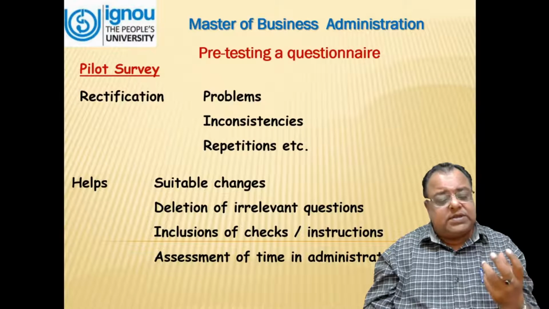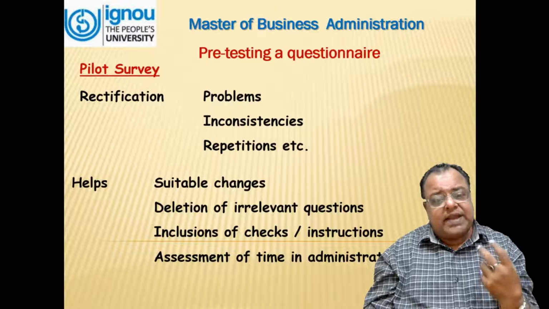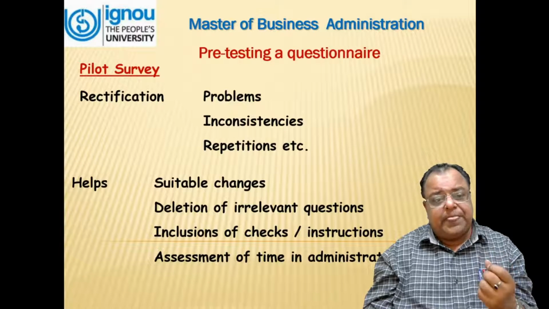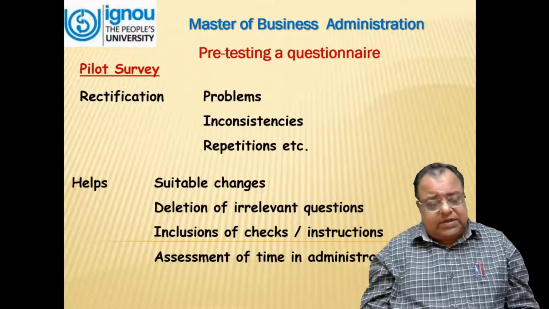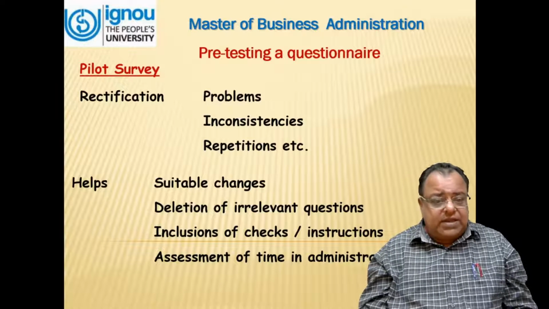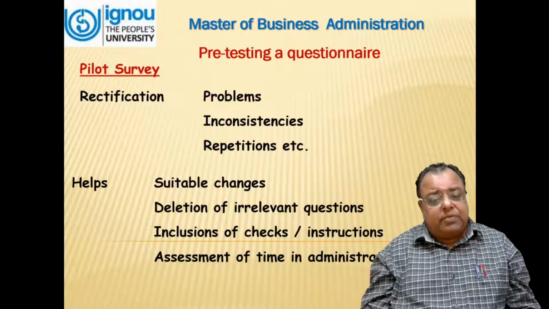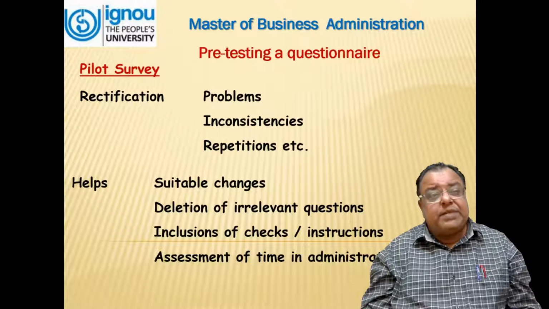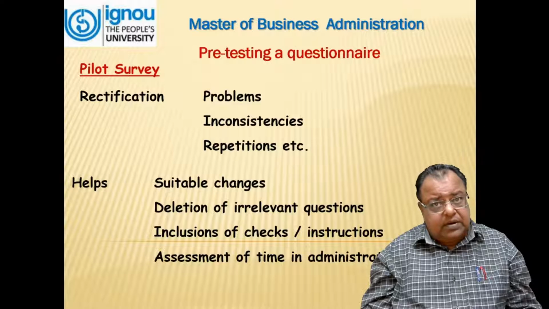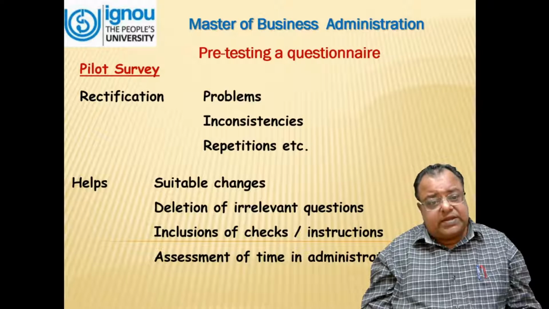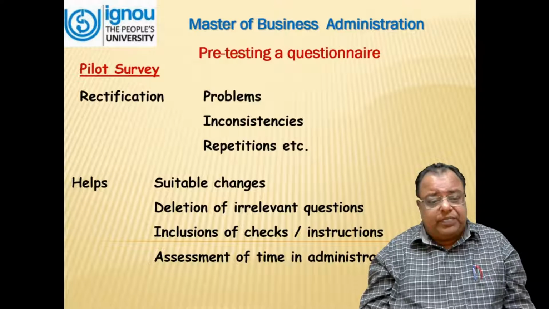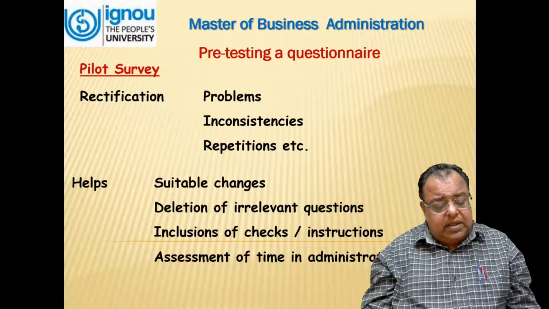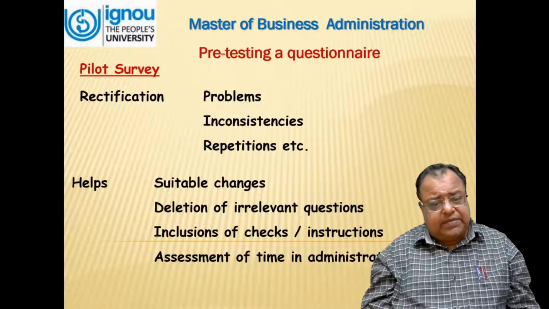When this information is available, the second step is pre-testing a questionnaire. In this, a pilot survey is done. Rectification process is done. Problems, inconsistencies, repetitions of the questions, etc. are taken care of. It is found out that no such information is repeated in any format. It helps in changing if some changes are required.